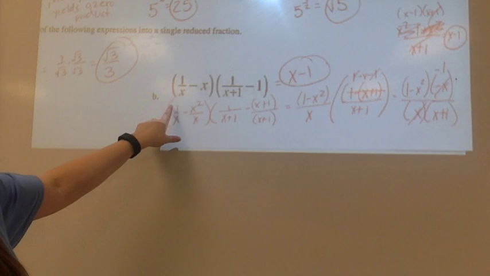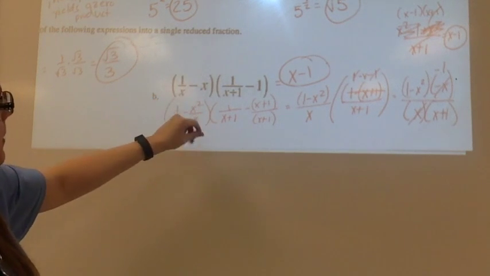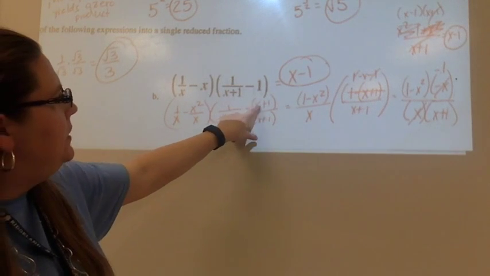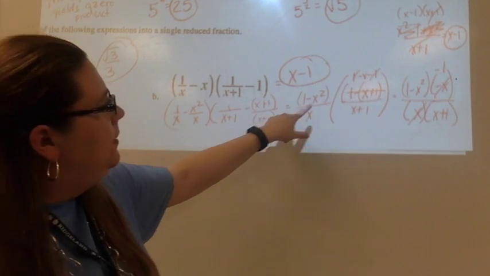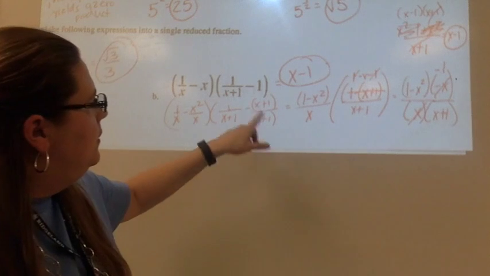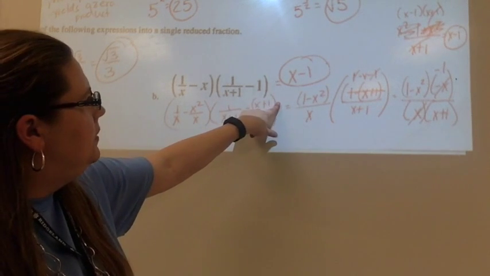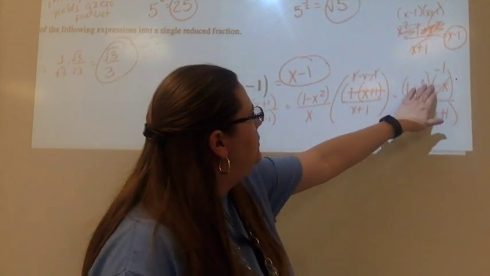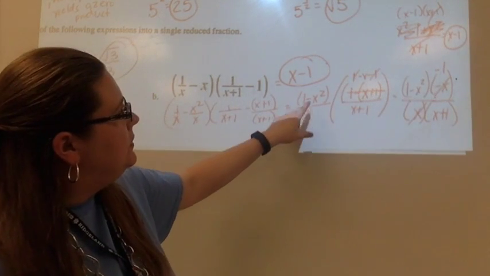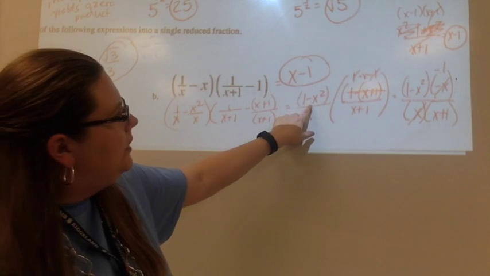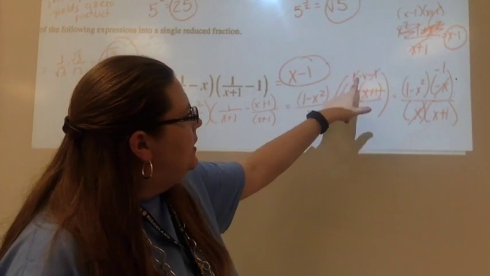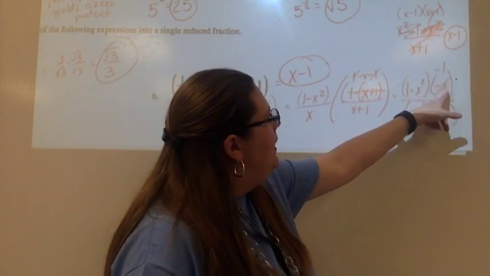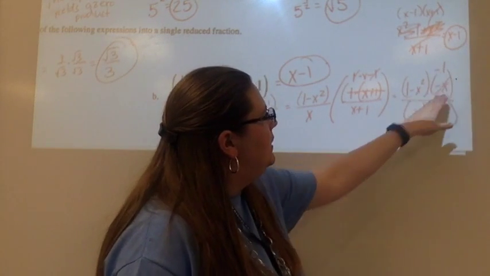Combining my fractions, I have 1 minus x squared over x. And here I have 1 minus x plus 1 over x plus 1. The 1 minus x plus 1, distributing the negative through the parentheses here, will give me negative x over x plus 1, which is where I was here. Now you're multiplying two fractions. I've got 1 minus x squared over x times negative x over x plus 1. So if I factor a negative 1 out of that negative x, then my x's can cancel out.